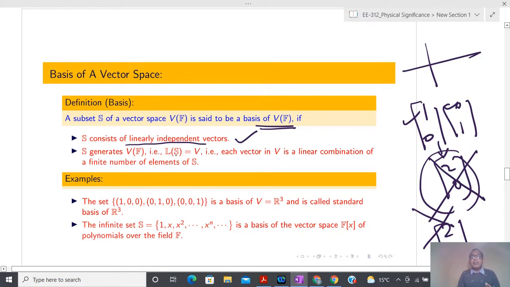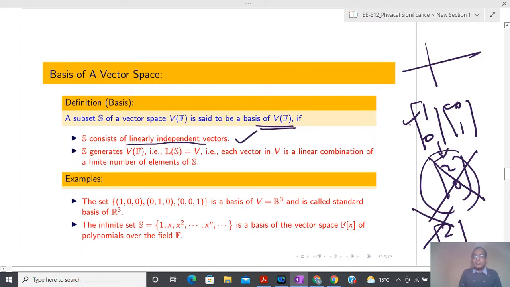It means that if you define the linear span, or linear combination, of these independent vectors, then all possible linear combinations are called a span. That can cover the whole space. The same thing I have written here: S generates V(F), and L(S) is nothing but the span of the vectors, which is equal to V.